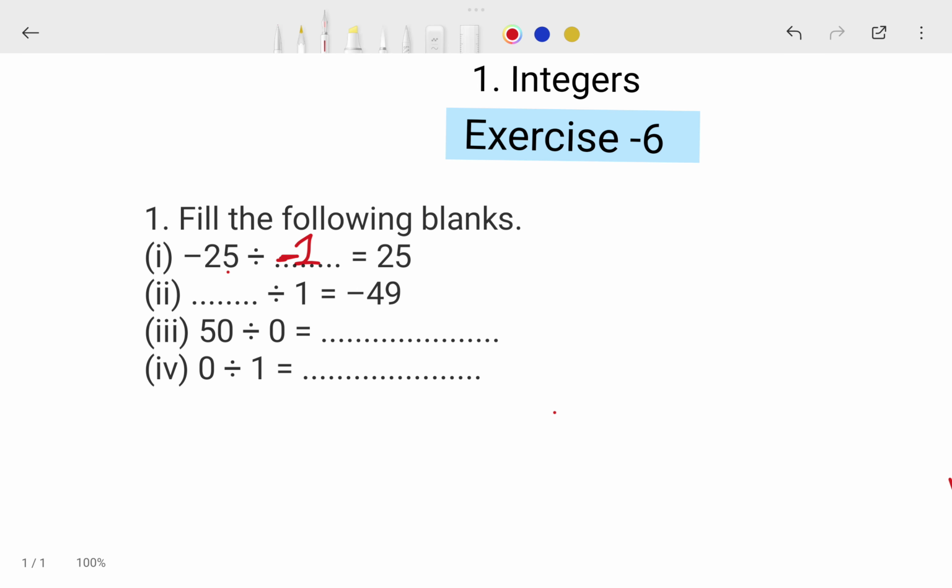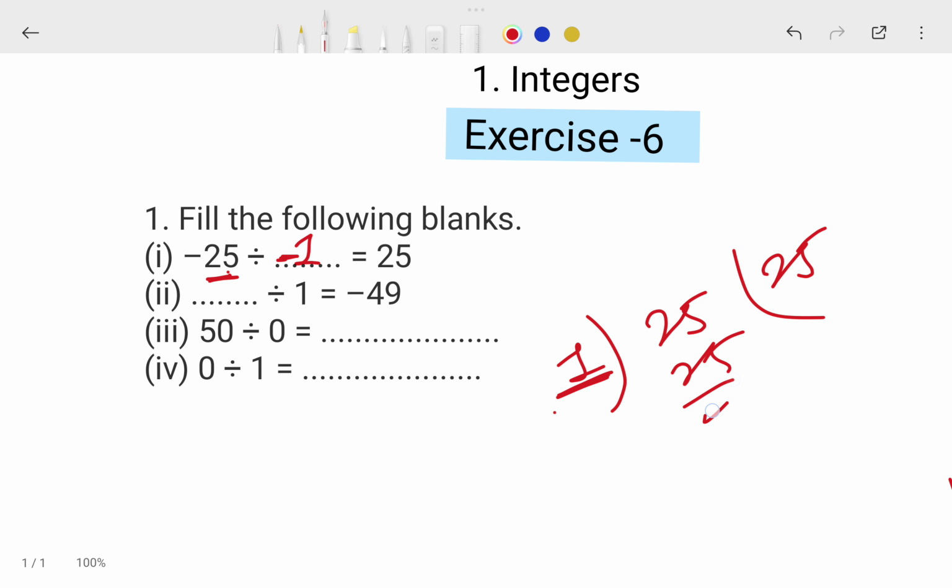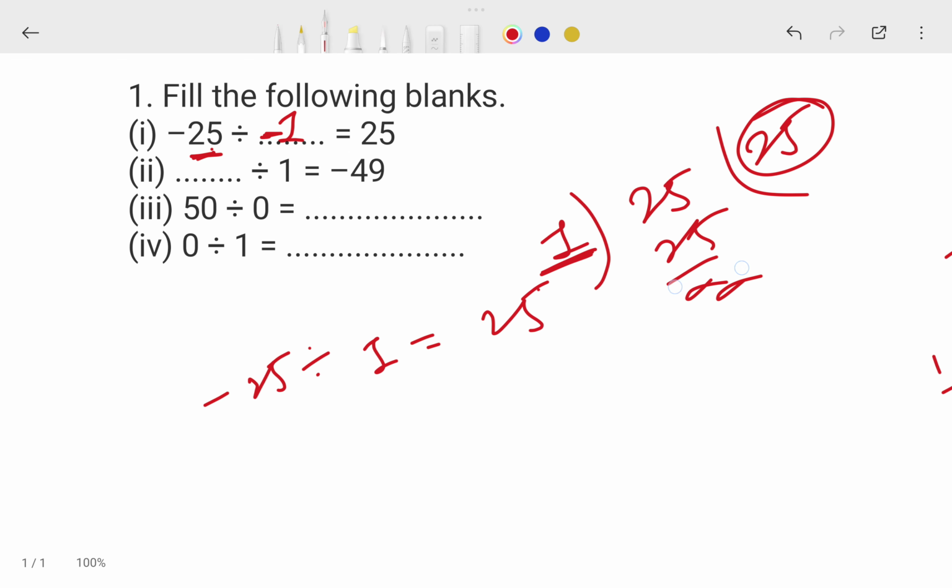Here what I did, I didn't choose any symbol, I just take 25. And here I have to divide 25 by some number, and the answer should be 25. So if I divide by 1, the answer should be 25. Okay, that's good, 25 I get. I wrote 1 here also, but here it is given minus 25 divisible by 1. So the answer is going to be 25.